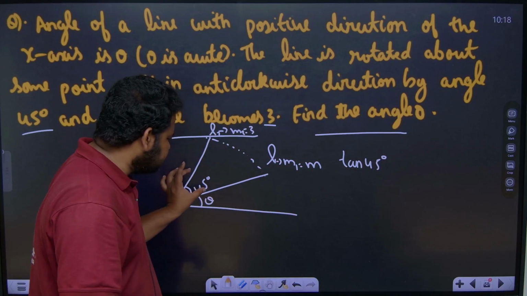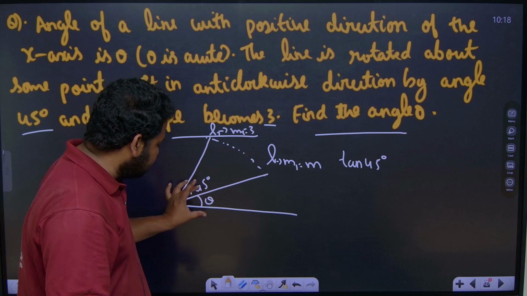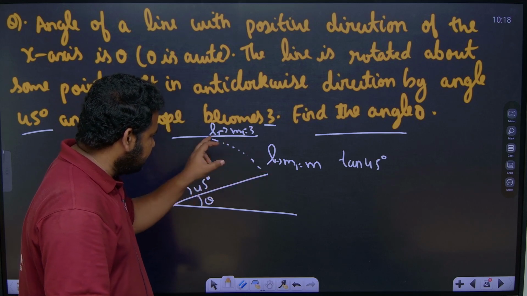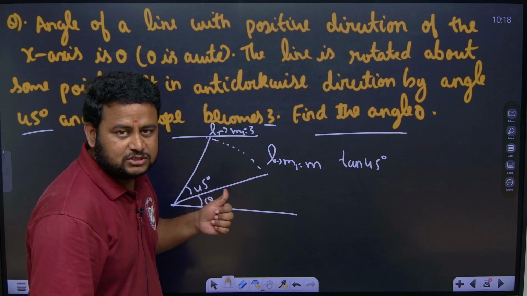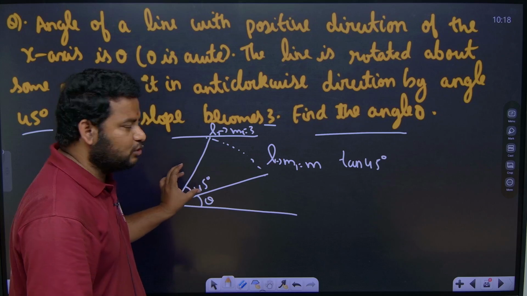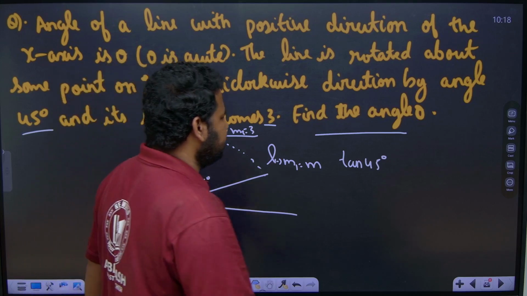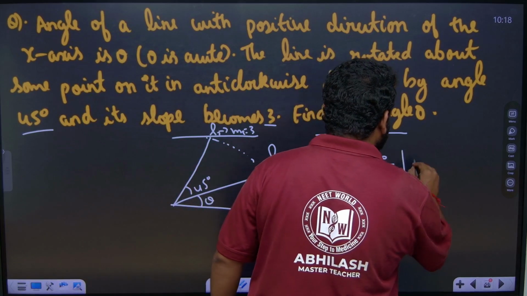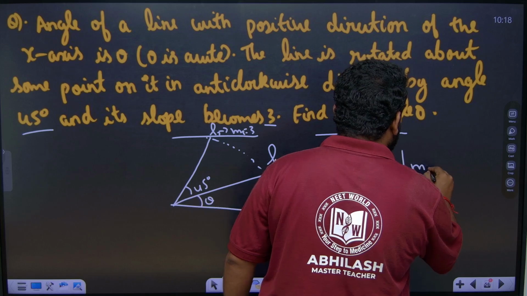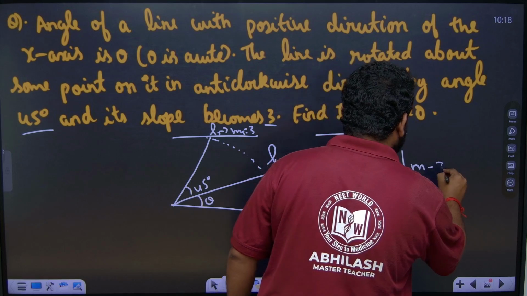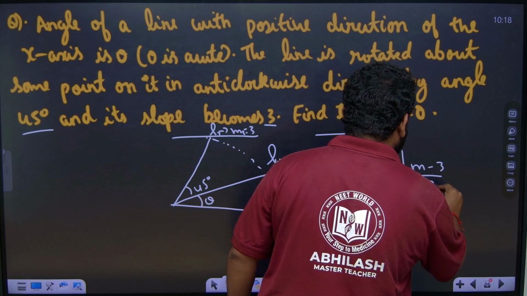The angle between two lines is 45 degrees. You have to take this, not this one. The formula is for the angle between two lines, not with the x-axis. So tan 45 degrees is equal to modulus of (m1 minus m2) divided by (1 plus m1 m2). Here m1 is m itself, m2 is 3, so it is (m minus 3) divided by 1 plus 3m.